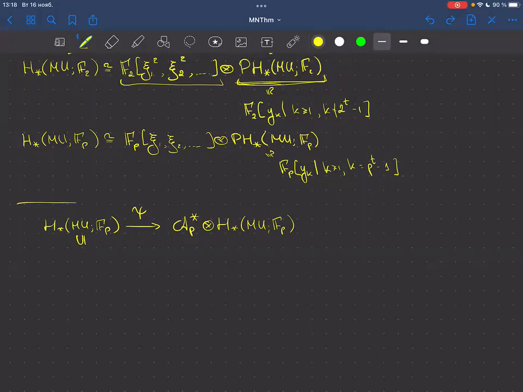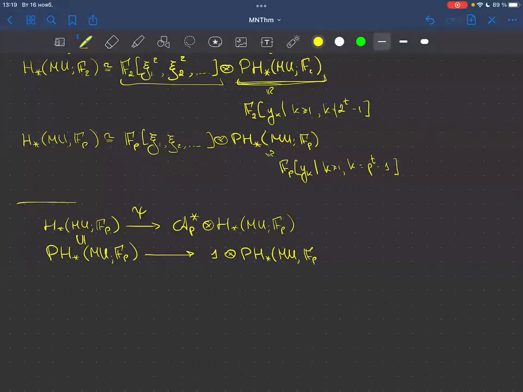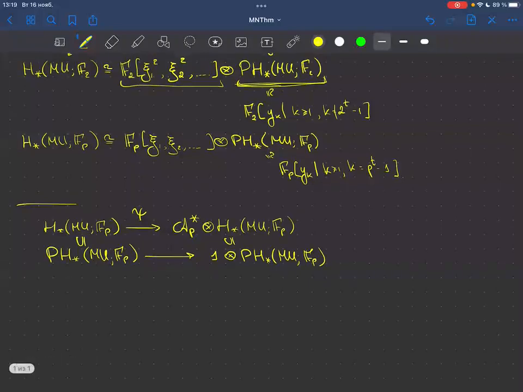In particular, in homology of MU, we have a subalgebra of elements on which the coaction is trivial, namely it sends x to 1 times x, inside A_p star of MU with F_p coefficients, which is a subalgebra here.